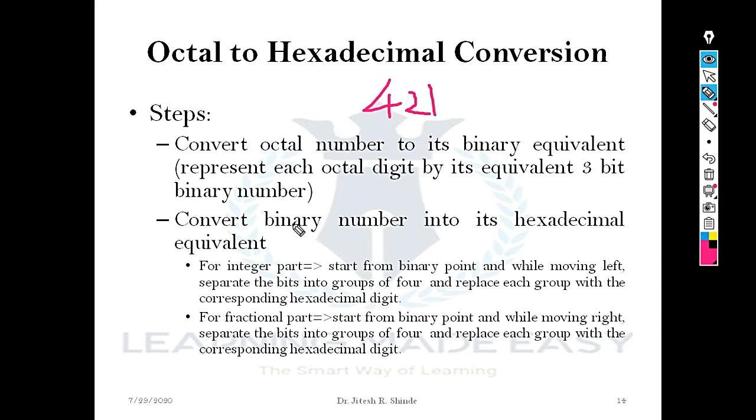Now the next step: we want octal to hexadecimal, so we need to convert the binary number to hexadecimal. How can we do this? For the integer part, start from the binary point, and while moving left, separate the bits into groups of 4 and replace each group with the corresponding hexadecimal digit. For the fractional part, start from the binary point, and while moving right, separate the bits into groups of 4 and replace each group with the corresponding hexadecimal digit. This concept we learned in the previous lecture.